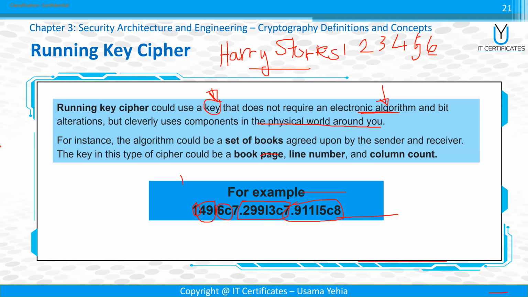My question, gentlemen, this question is for you. What is the key here? What is the key in the running key cipher? Any answer? What do you mean, what is the key? This is a non-electronic algorithm, so it's not electronic, yes, but we agree that any encryption has an algorithm and a key. We agreed that in our situation, it's a non-electronic algorithm. But what is the key here? We must have a specific key which will keep the secrecy of the encryption process.